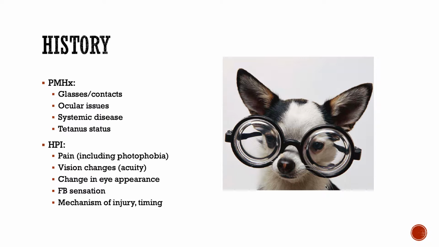And then the mechanism is also very important. How hard of a mechanism was it? The speed? Was it a blunt trauma injury? Was it a penetrating injury? Was it sharp? And then also the timing, especially with chemical substances: you want to know how long ago it occurred. And even with certain other injuries, you want to know how long ago it occurred.